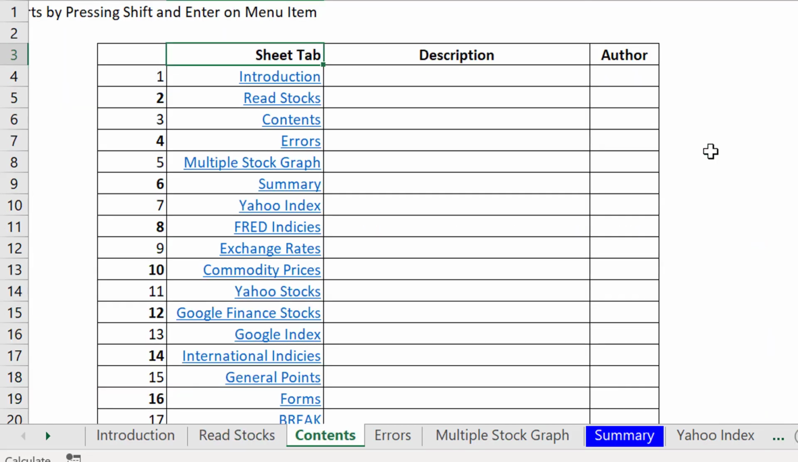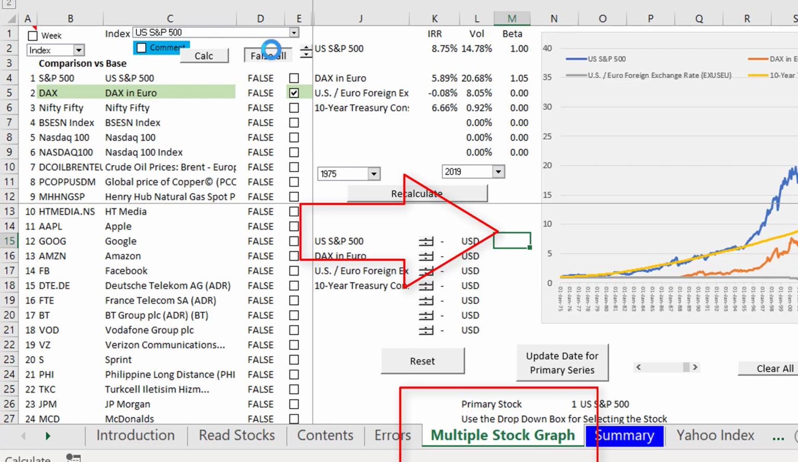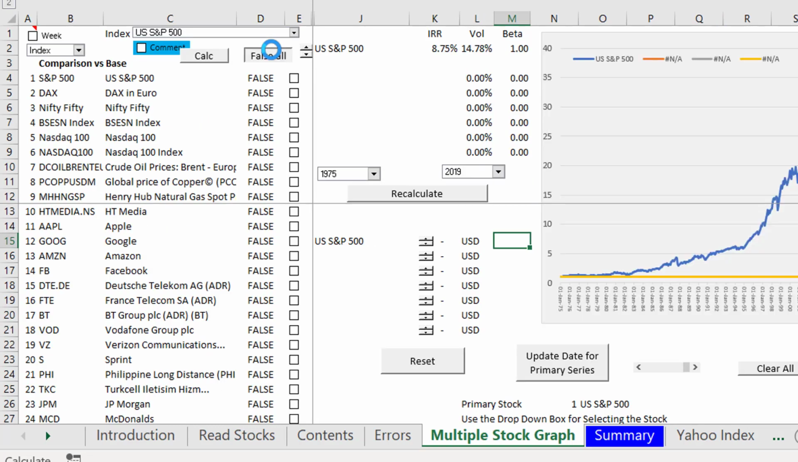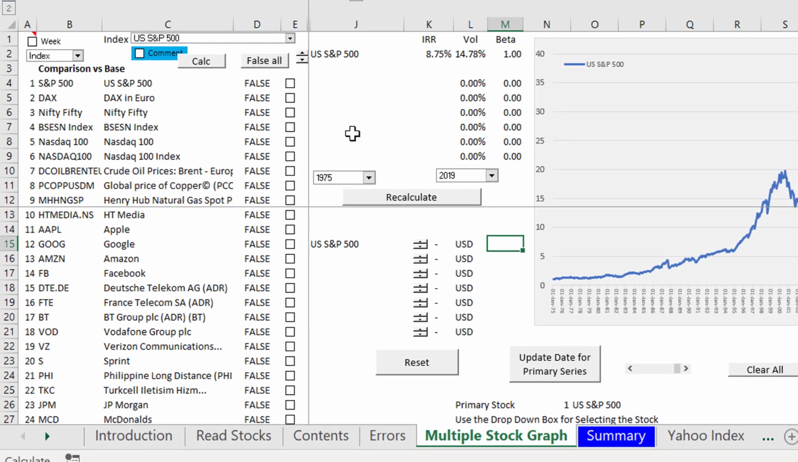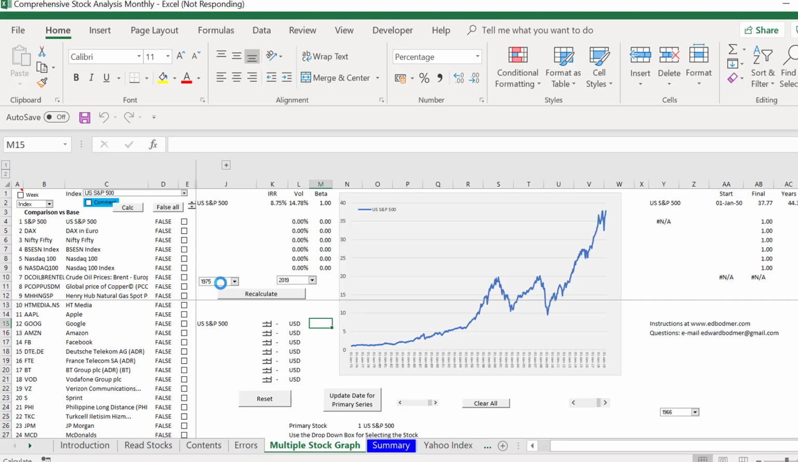So once you're finished, let's go to this thing called the multiple stock price graph. And what we can do is get rid of everything we had before. You press this little thing called false all. And then, it's taking a minute. And then this is the index of the S&P 500. I'm starting in 1975. Let's go all the way to the beginning.